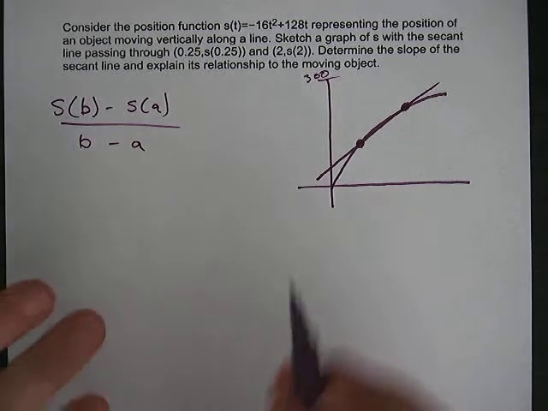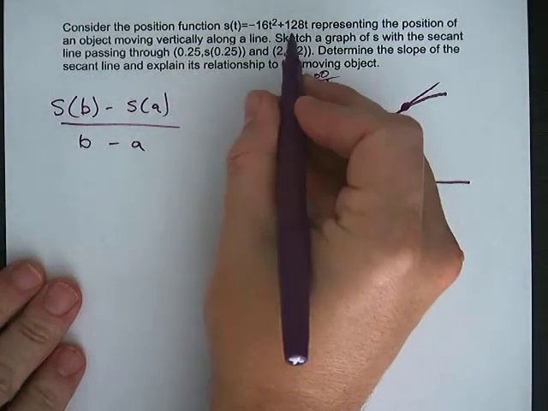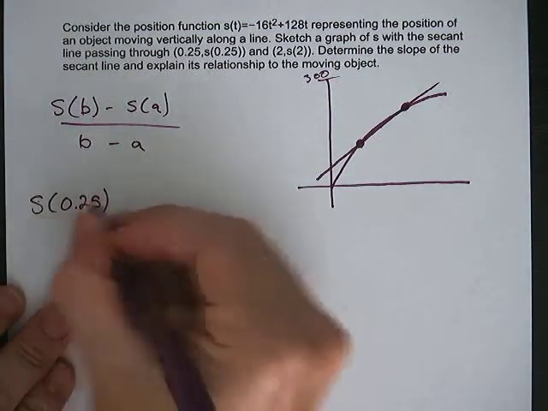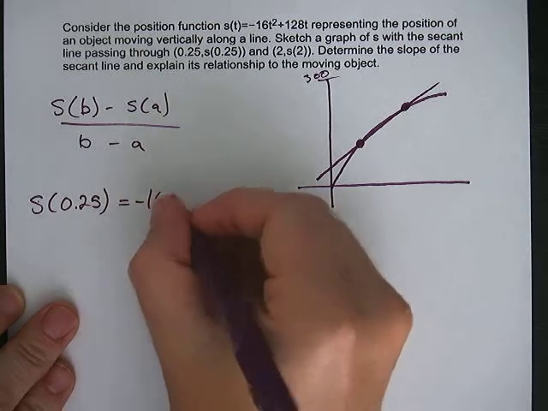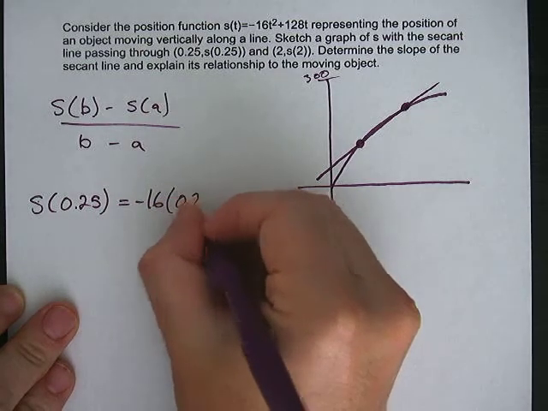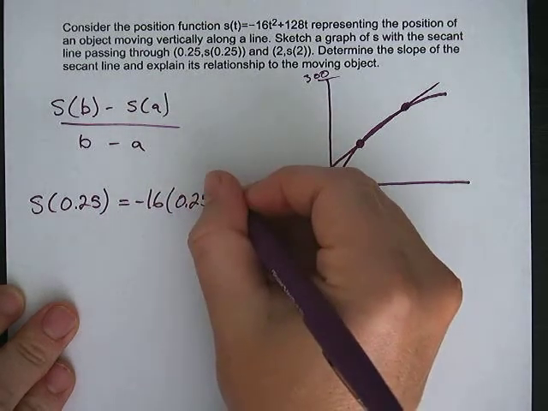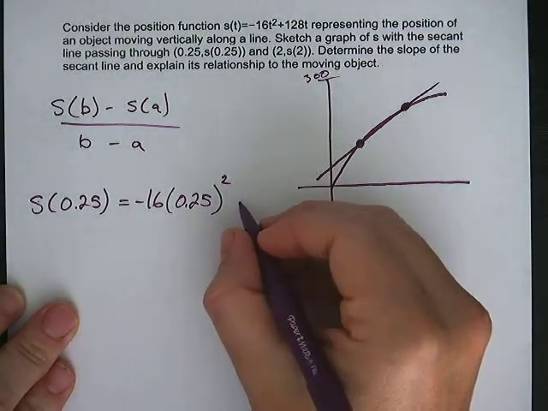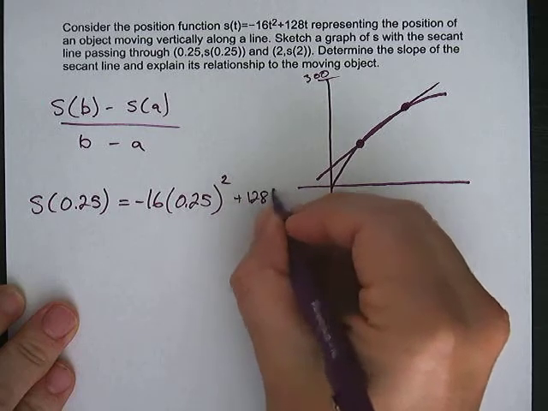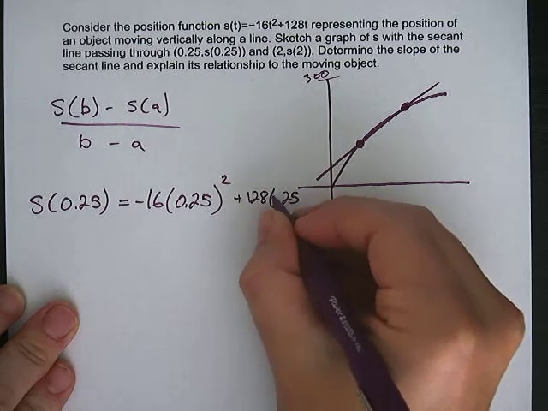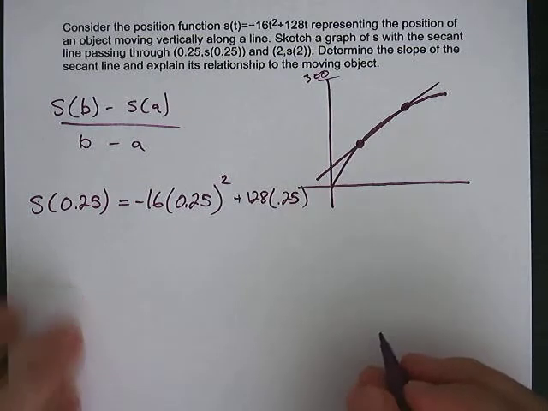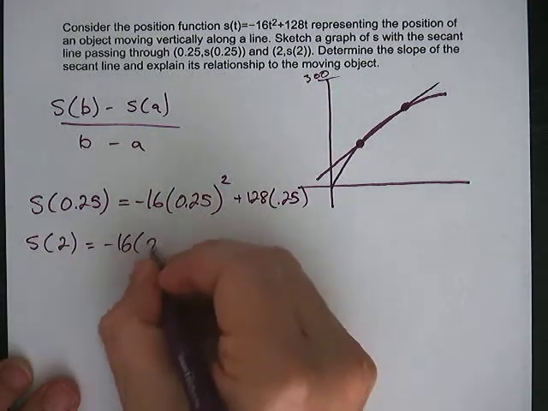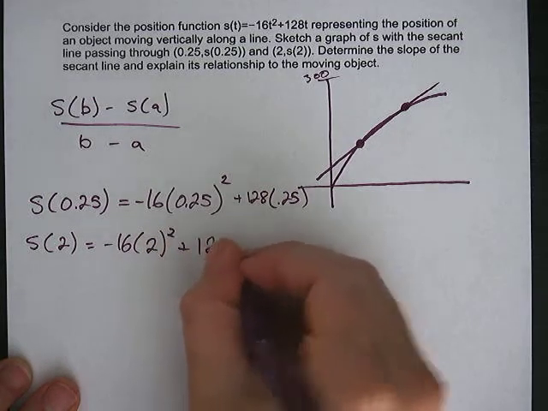We could just plug in these points, 0.25, into the function in place of t. So S of 0.25 would equal negative 16 times 0.25 squared, and remember, that is 1/4. It might be easier to do it that way. This is just how the problem was written, plus 128 times 0.25. And then the other one would be S of 2 equals negative 16 times 2 squared plus 128 times 2.